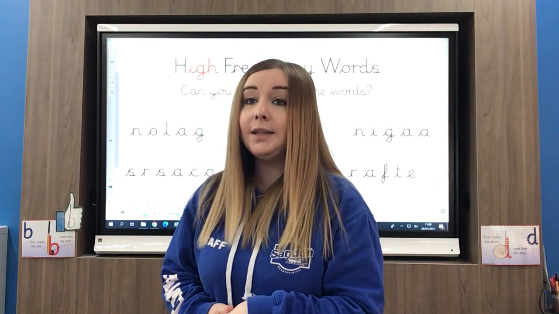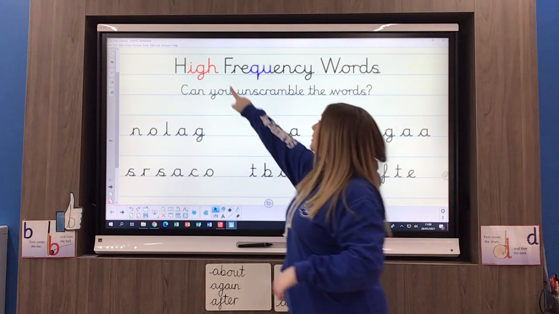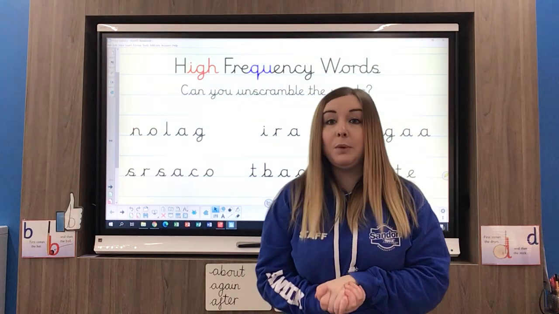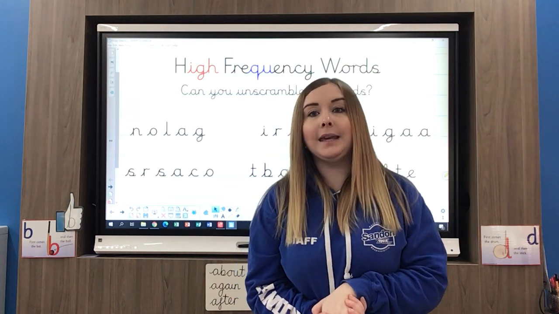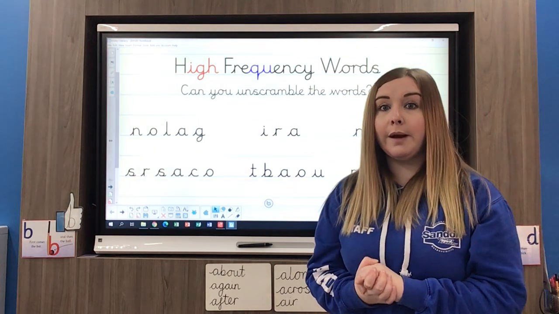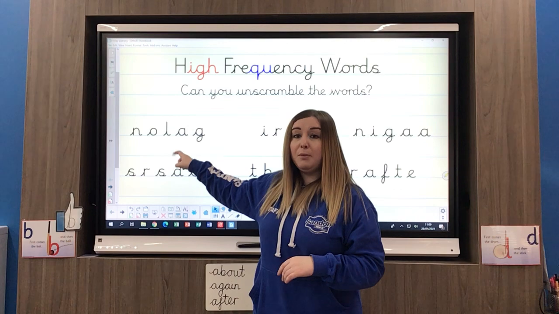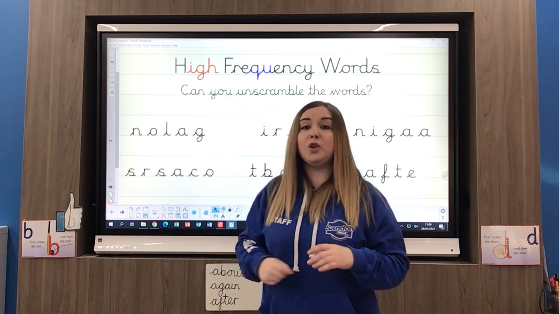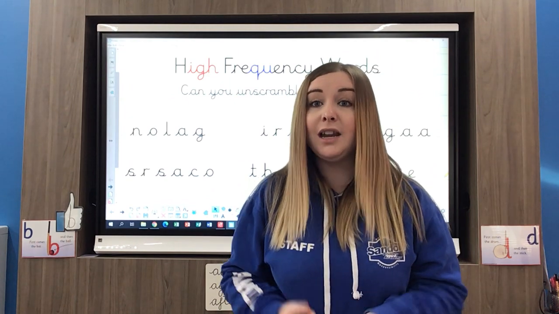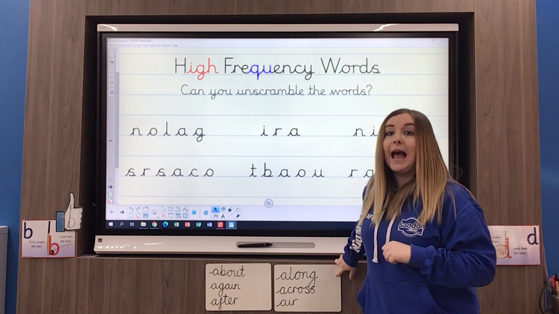Now we've started all of our literacy lessons this week by looking at some high frequency words. We've played some different games with them and we practiced spelling them. And today you've got to unscramble them. So you'll notice that I've got all of my letters, but they're in the wrong order. So you've got to try and figure out the correct order. And in case you've forgotten any of those 6 words, I've popped them under the board to help you.